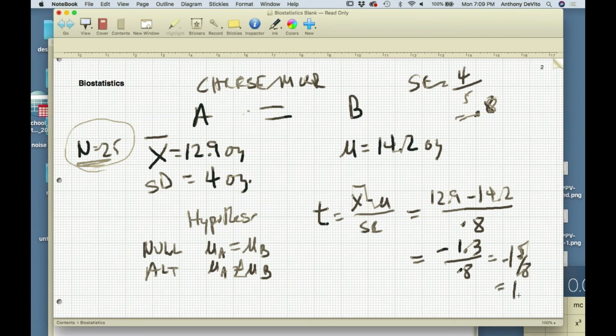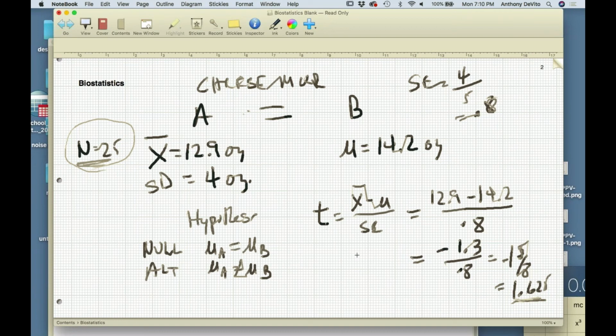What is 1 and 5/8? That's 1.625. If my arithmetic works right, 1.625, right? So I'm not going to worry about the negative or positive sign. That's the number of standard errors apart these two means are.